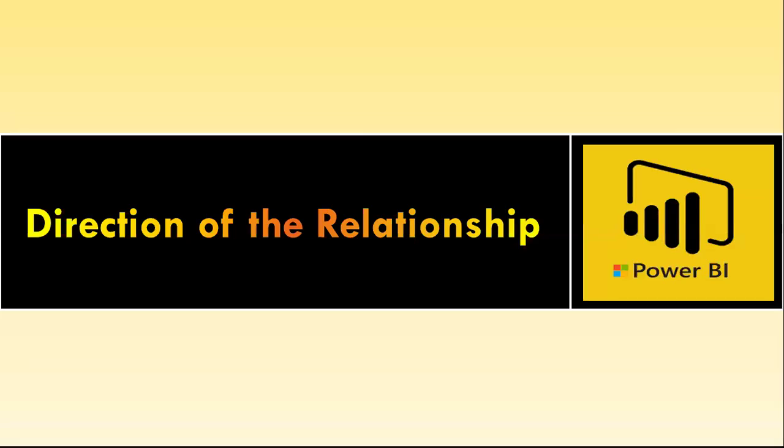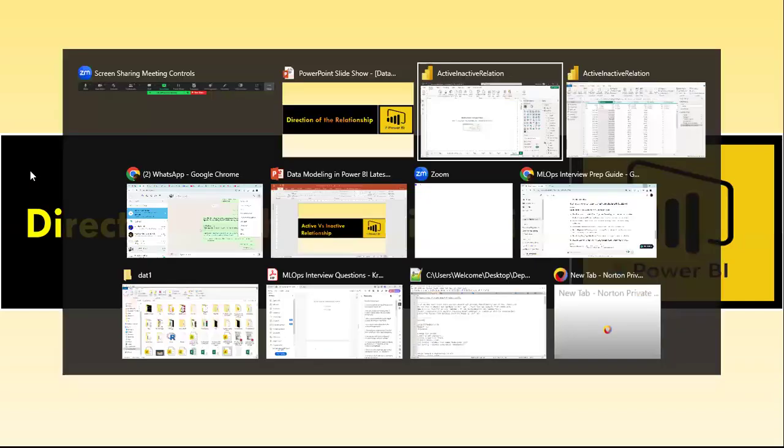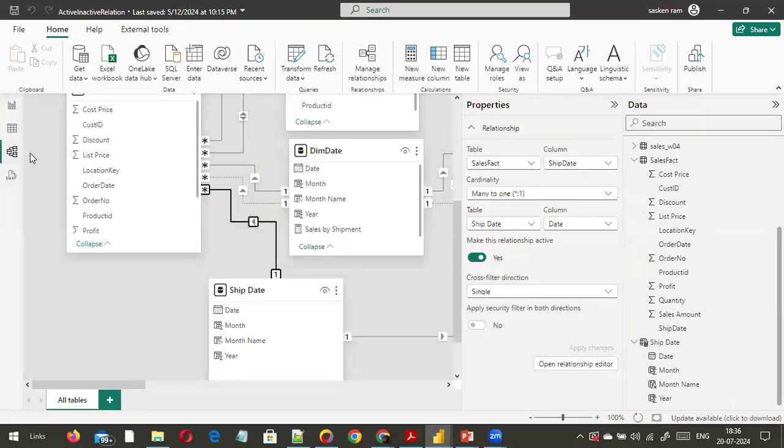Okay, next one is the direction of the relationship. What are the properties of the direction with respect to the relationship in the case of model view? You have single and both. Look here, I just go here, click on the model view and the relationship, right? You click on any one of them.